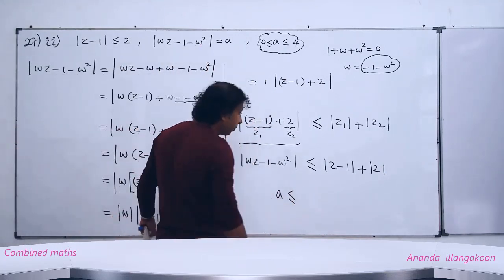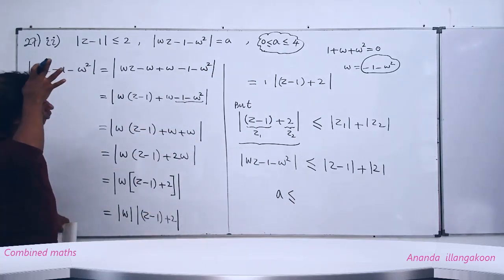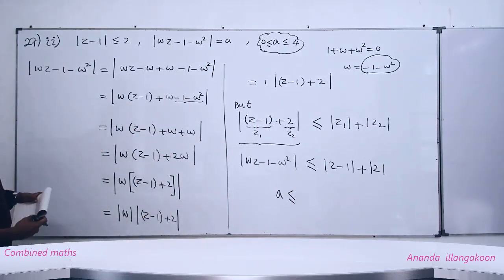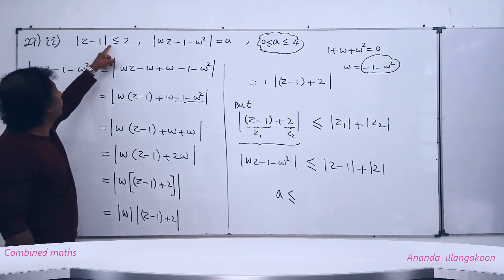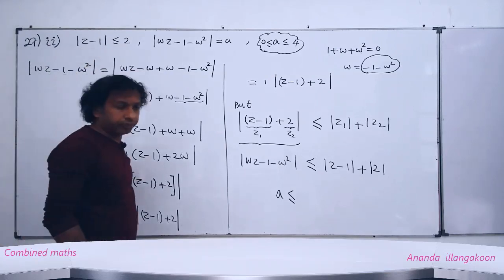A is less than. Well, can you tell me, for the right hand side to be maximum, what is this? Mod z minus 1 is less than or equal to 2.